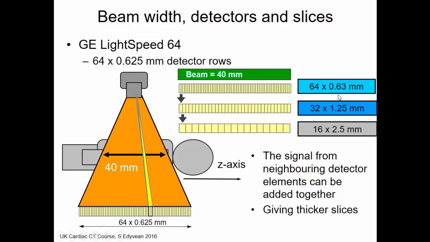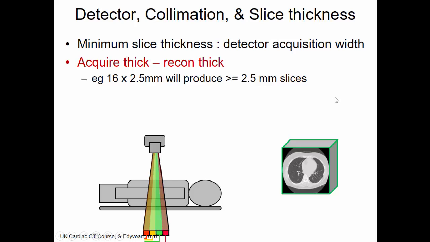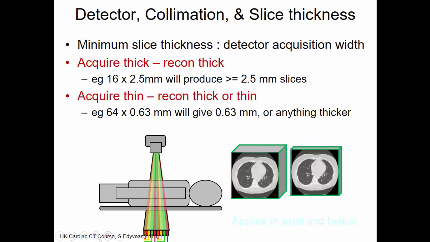And so this is just a summary slide to remind you that the minimum slice thickness is your detector acquisition width. If you acquire thick, you can only reconstruct thick slices. So your thickness of your slice is shown here. But if you acquire thin, you can reconstruct thin, or you can subsequently add them together. So you can reconstruct thick or thin.